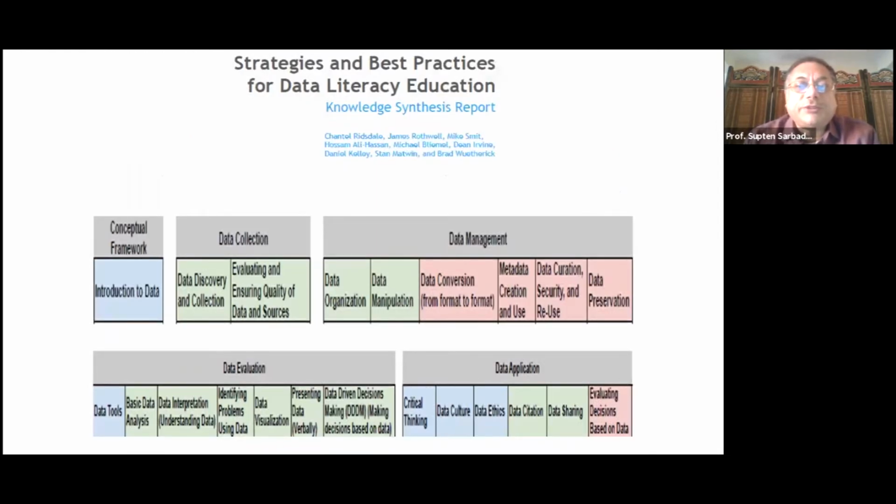This is one of the examples I've taken from one of the courses which is available on data literacy education. So if you can look into it, the topics: the conceptual framework, data collection, data management, data evaluation, data application. For each of these, you have various theoretical parts, but more important are the tools. And as you can see, for data application, it's data critical thinking, data culture, data ethics, data citation, data sharing. All these things are important. Each of these topics actually are developing into full areas for study. And we really need to look at it because knowledge synthesis is not easy.